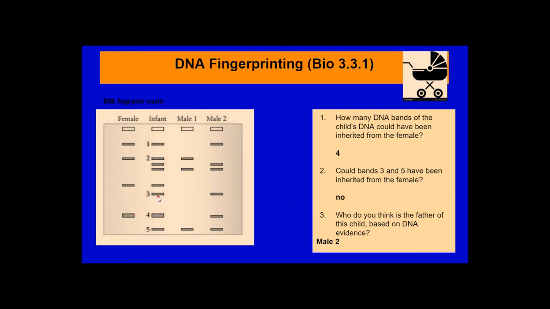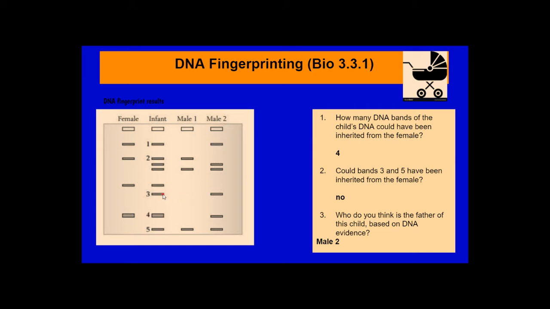Here's band 3, mom doesn't have it. Here's band 5, mom doesn't have it. So that means the dad has to have both 3 and 5. So using that, if I look at the remaining males, band 3, male 1 does not have it. He can't be the father. So we eliminate him immediately.